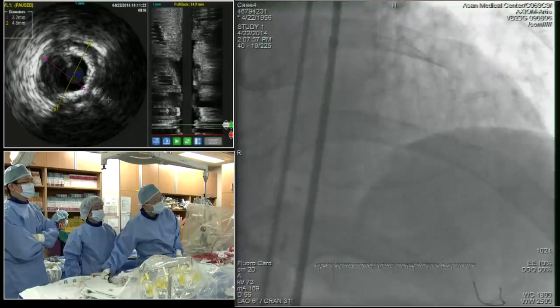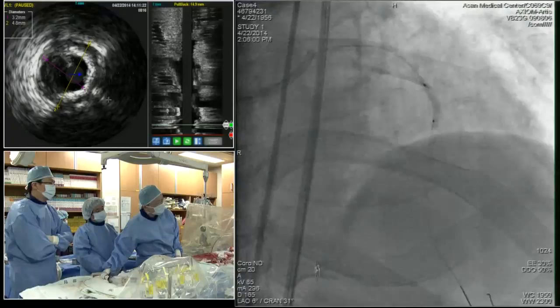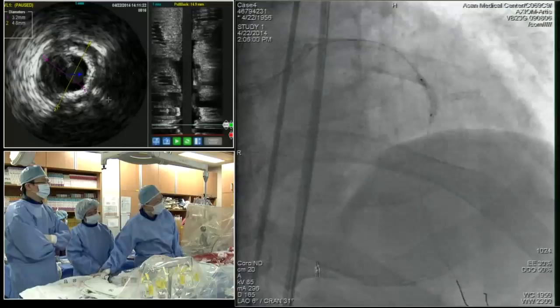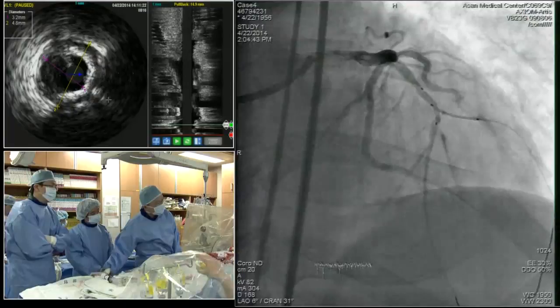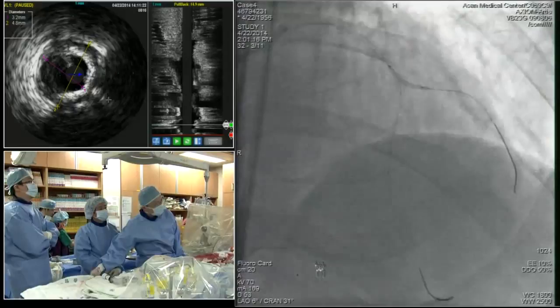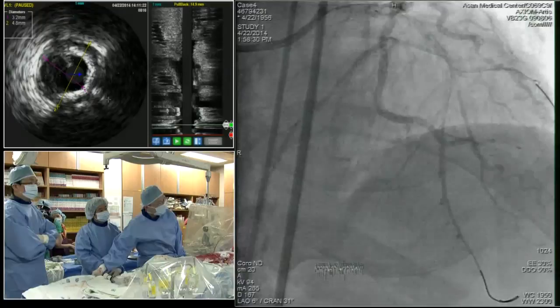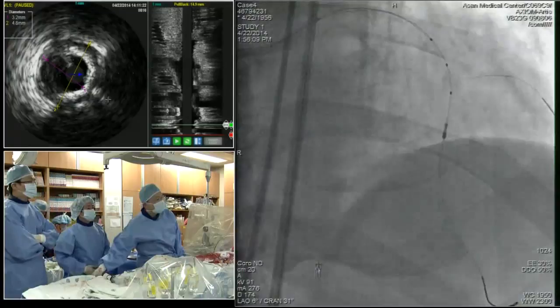So I think I showed you the wire crossed towards the LAD. And this is a dilatation with a 2.0 and 2.5 balloon. After the 2.0 balloon, this is not balloon dilatation. This is stent implantation, sorry. This is a pre-dilatation after the 2.0 balloon.